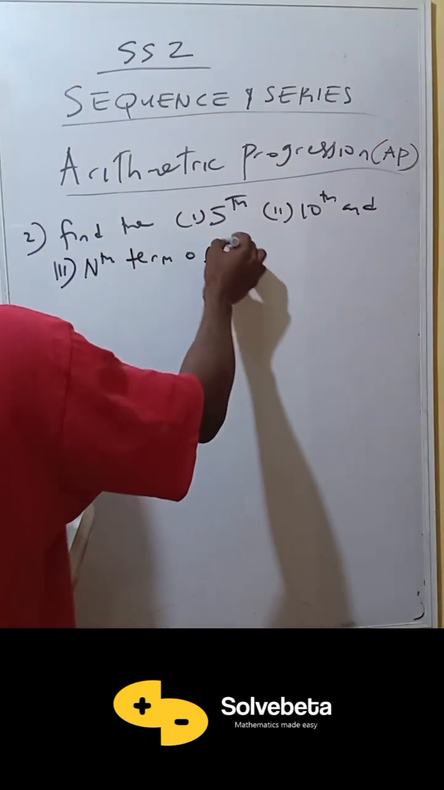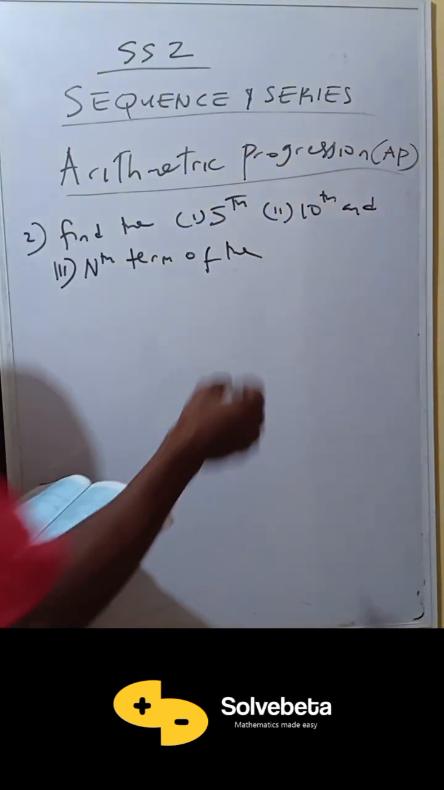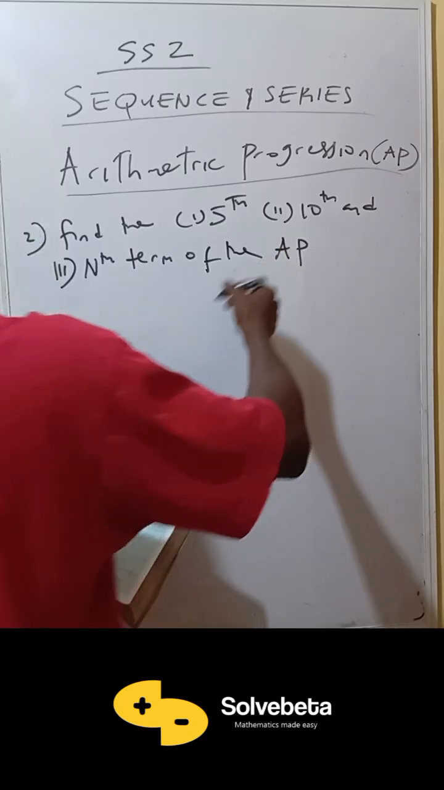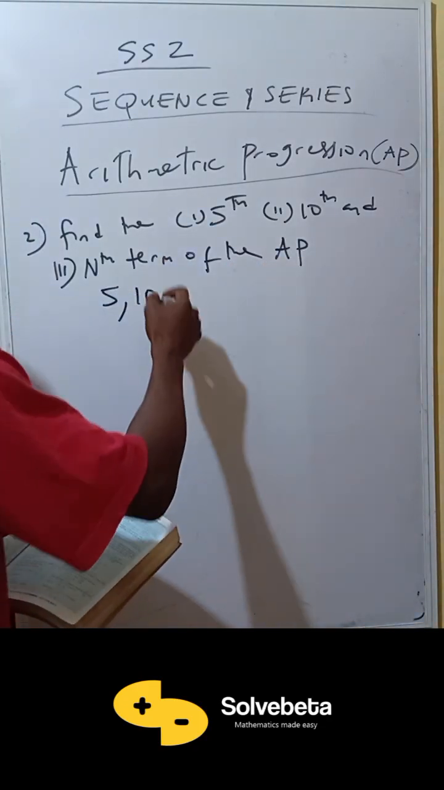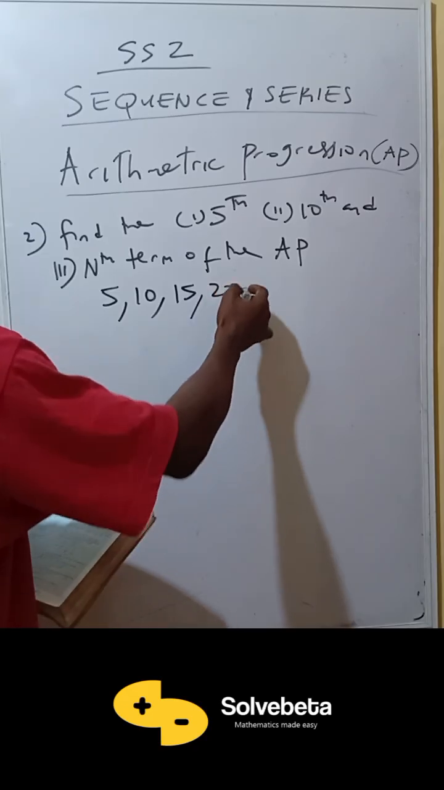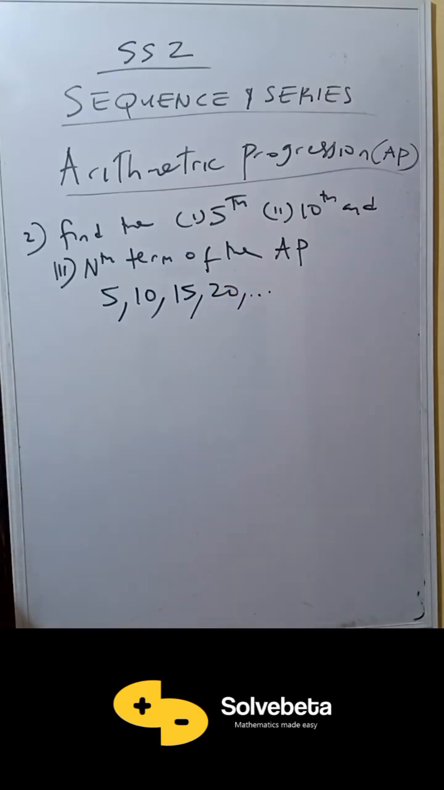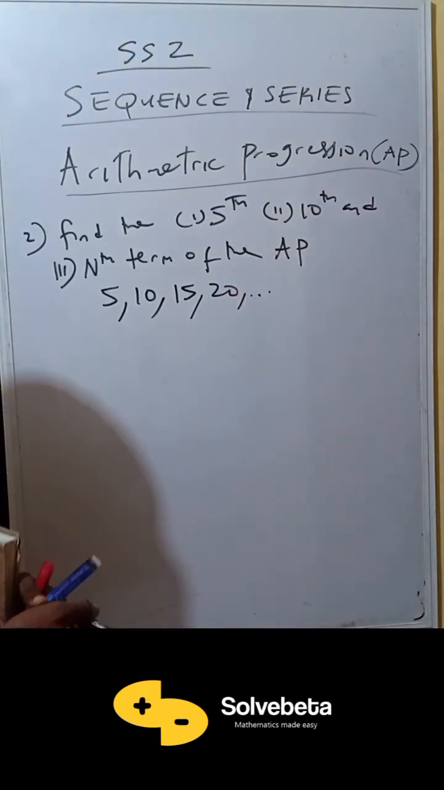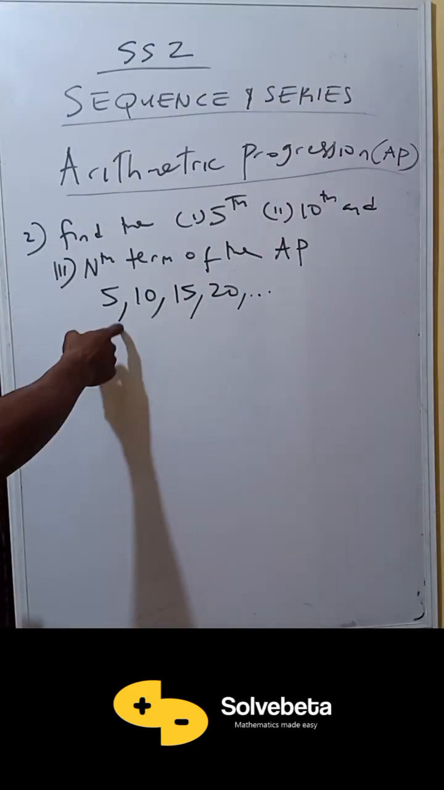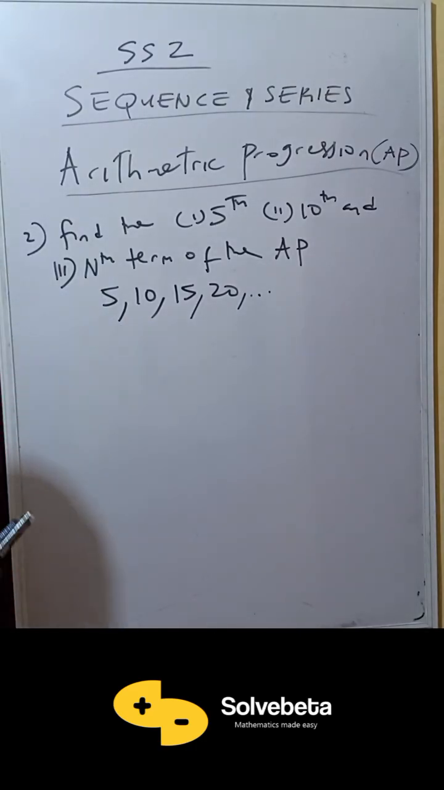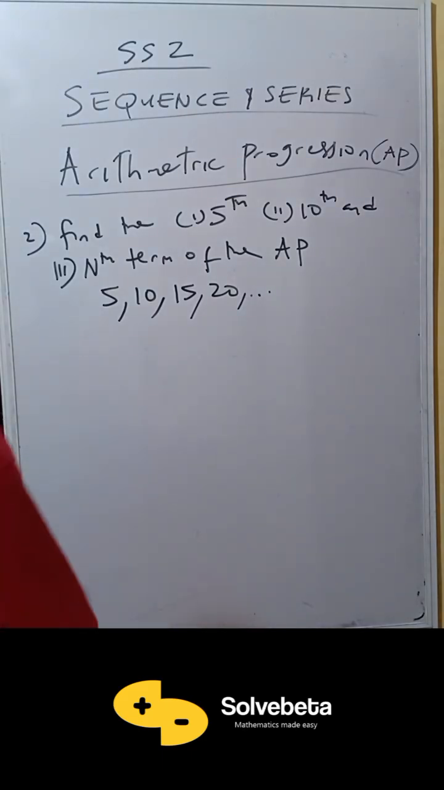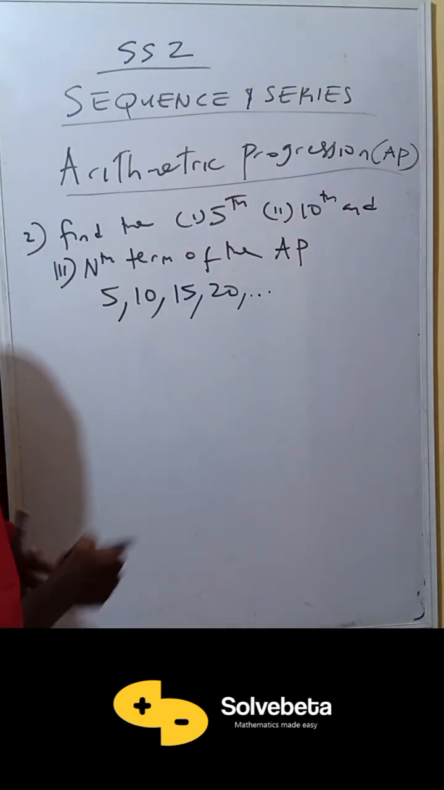Now, in case they are not told that it is an AP, you can know whether it's an AP by checking the sequence if it is increasing or decreasing by the same number. Although you will most likely be told that it is an AP. But if you are not told, you can check. Look at this one. It's increasing by the same number. So you can know that, oh, it's an AP. So now, let's go to this. We want to find the 5th term of this AP.